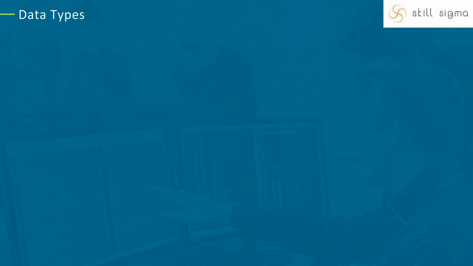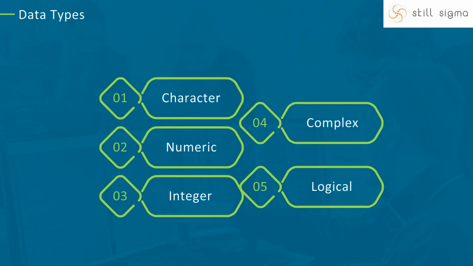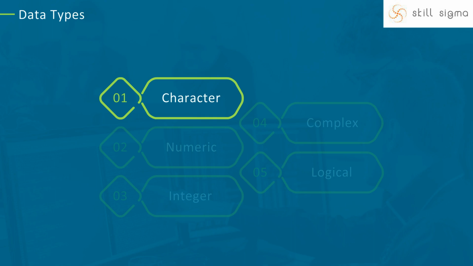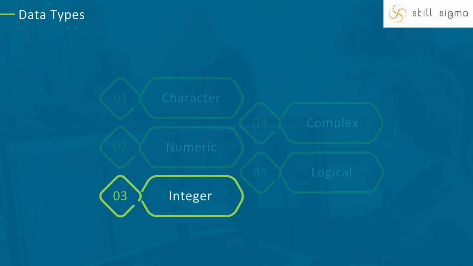Now, let's understand some of the basic data types on which the R objects are built. These are character, numeric, integer, complex, and logical. Characters can be letters, or a combination of letters enclosed by quotes. It can be alphabets, or numbers. Numbers that have a decimal value, or are fractions are considered to have a numeric data type. Numbers that do not contain decimal values are considered to have an integer data type.